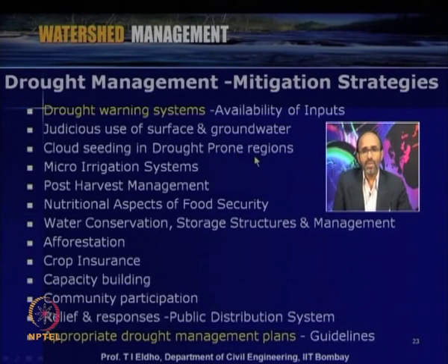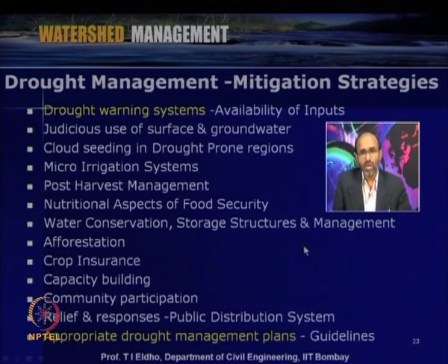In drought prone areas, we can go for artificial rainfall, like through cloud seeding, we can induce more clouds to rain so that we can have more precipitation. Then, instead of flooding and other kinds of irrigation systems, we can go for micro irrigation systems. As far as soil management is concerned, after harvesting we can go for post harvest management so that the soil can maintain moisture. Then the nutritional aspects of food security: as far as the people or the communities are concerned, we have to see that the nutritional aspects are maintained.